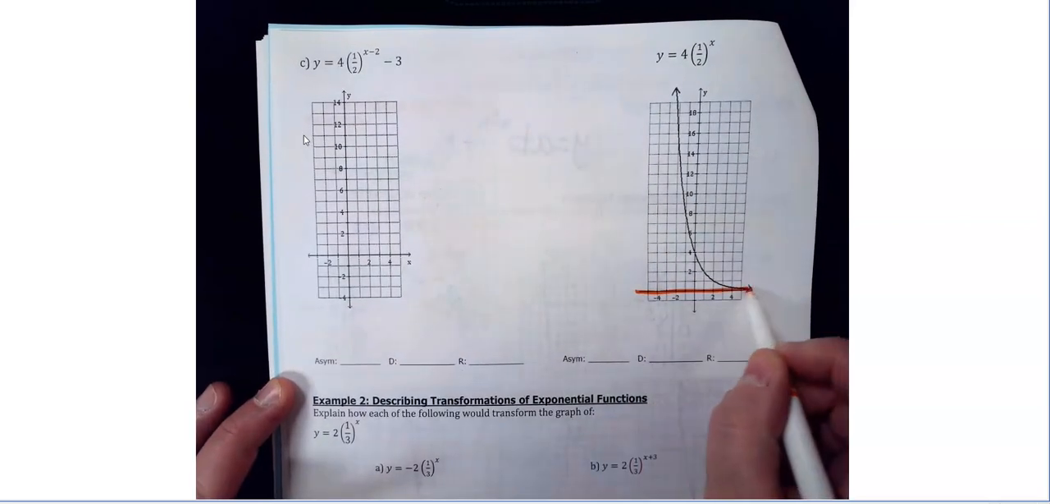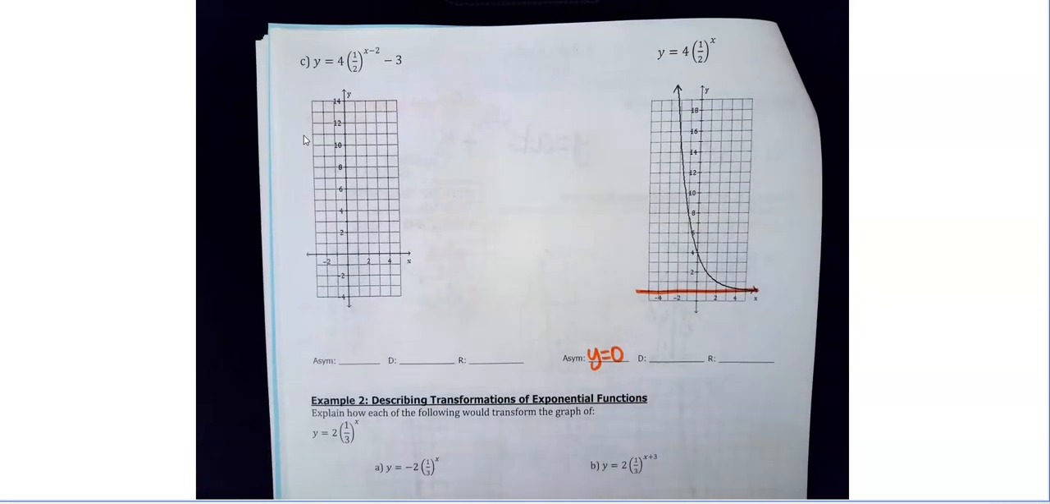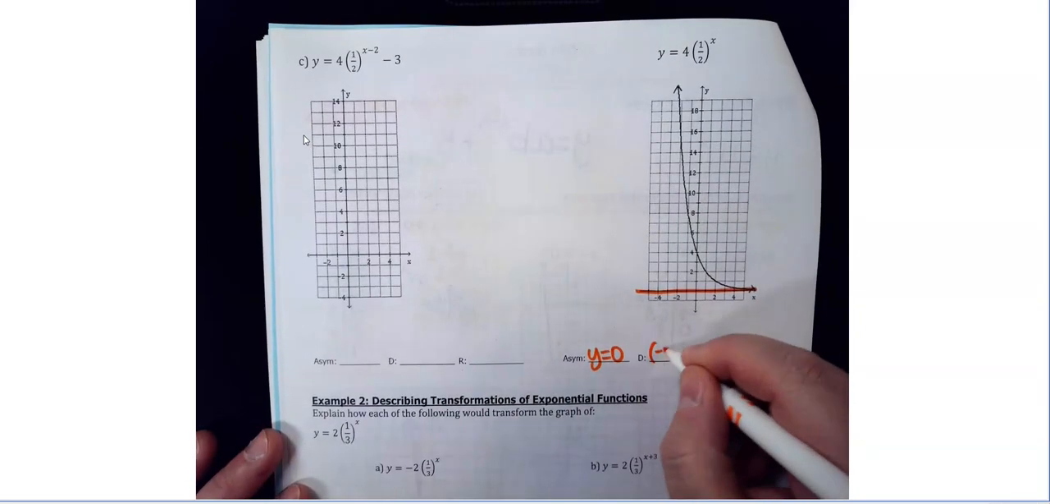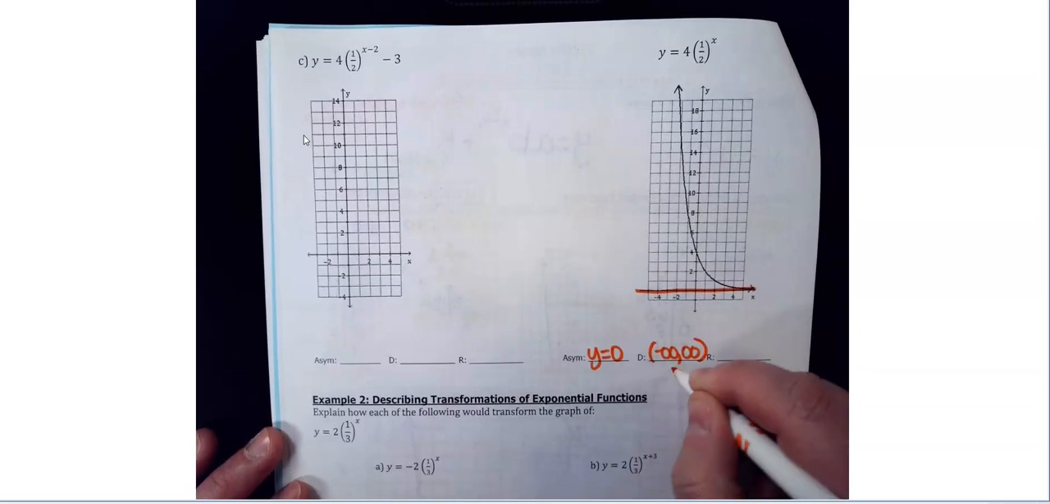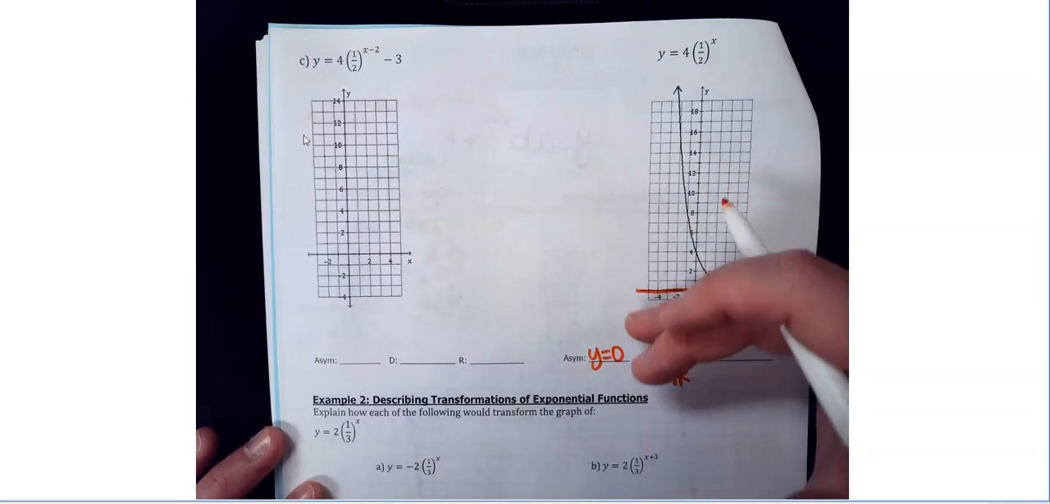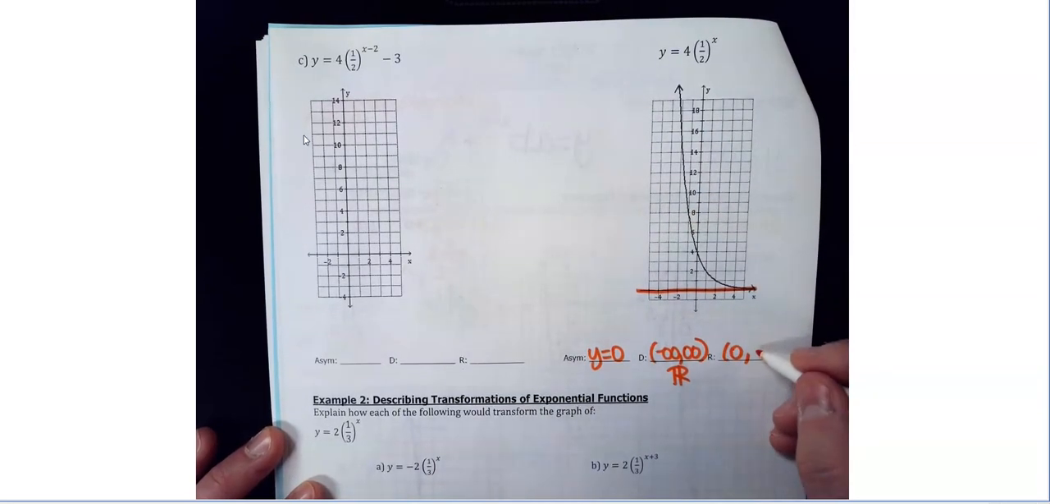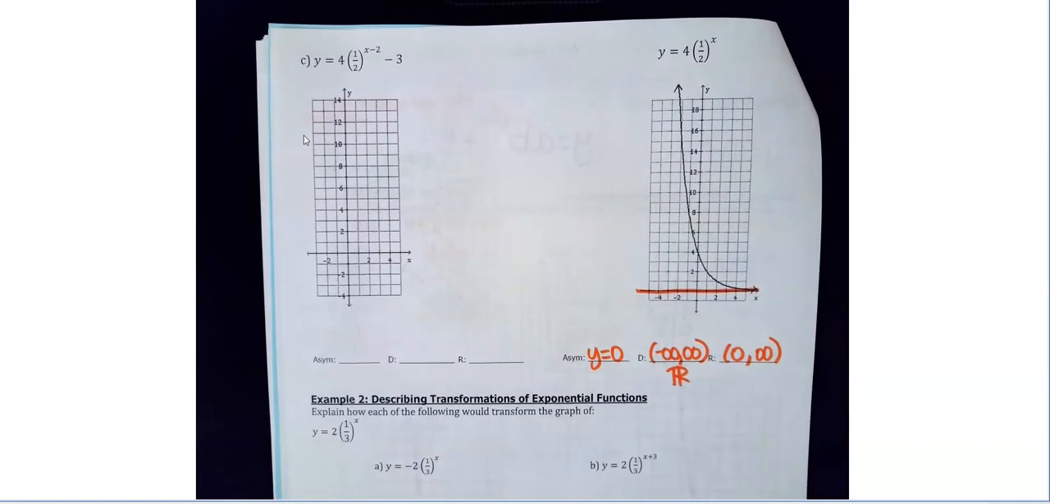So asymptote, there's no shifting involved, so it should just be y equals 0. The domain for every single one of these, it goes left and right forever, so negative infinity to infinity. Now the range for this, you don't touch any part of the graph till you hop over that asymptote, so it would be 0 to infinity. That's the non-shifted version.